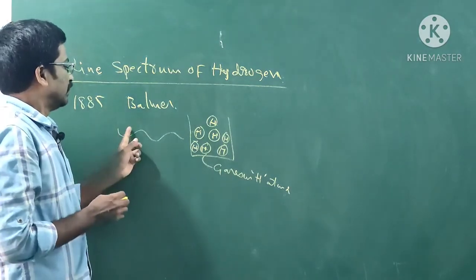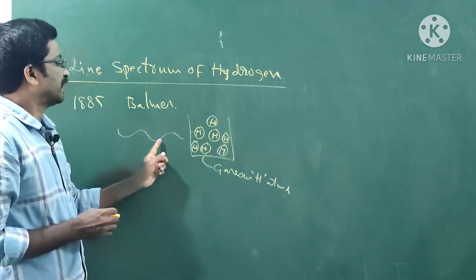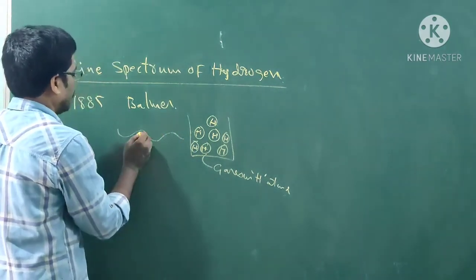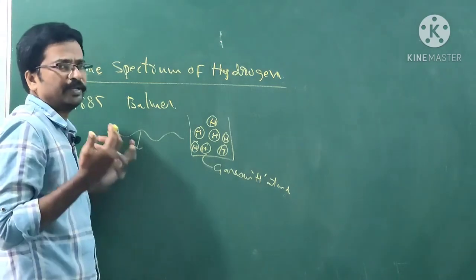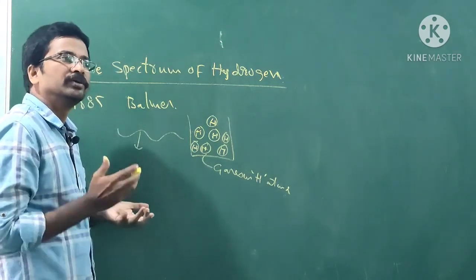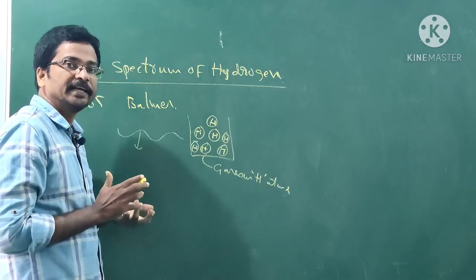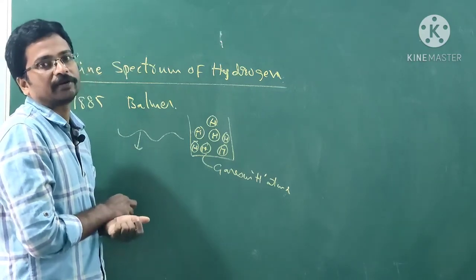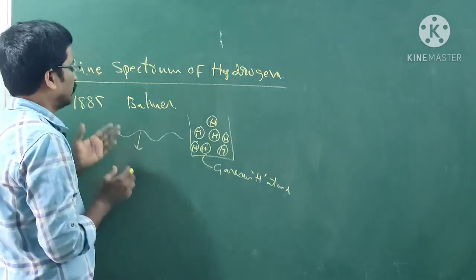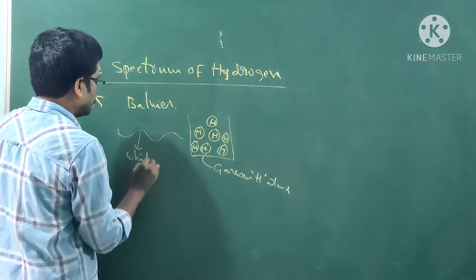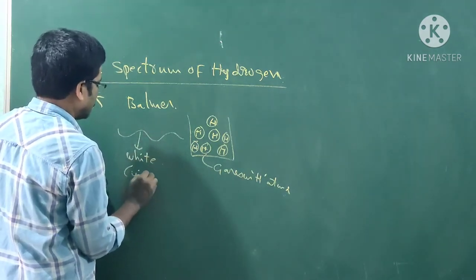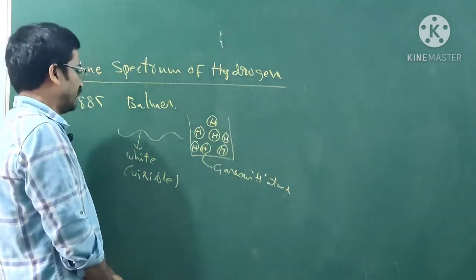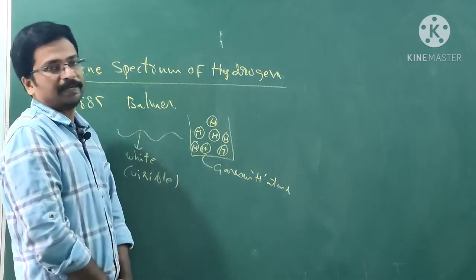He passed electromagnetic radiation, which mainly contains white light. Electromagnetic radiation includes various types: UV radiation is also electromagnetic radiation, IR radiation is also electromagnetic radiation, and visible radiation is also electromagnetic radiation. He takes only white light, which means visible radiation.